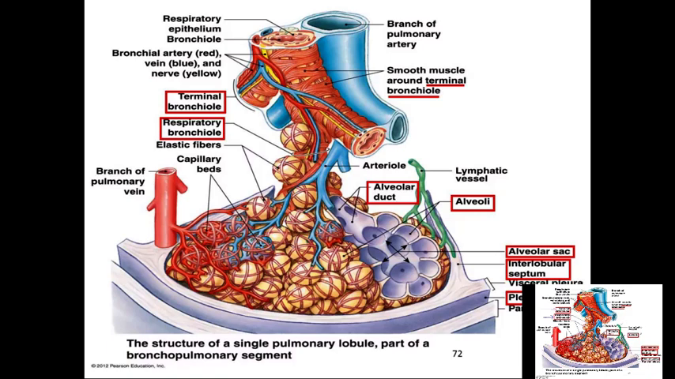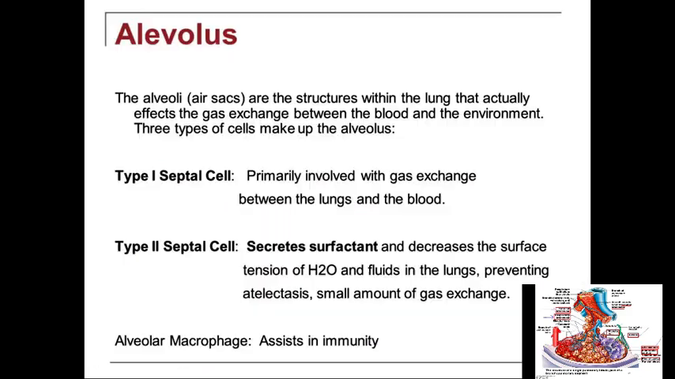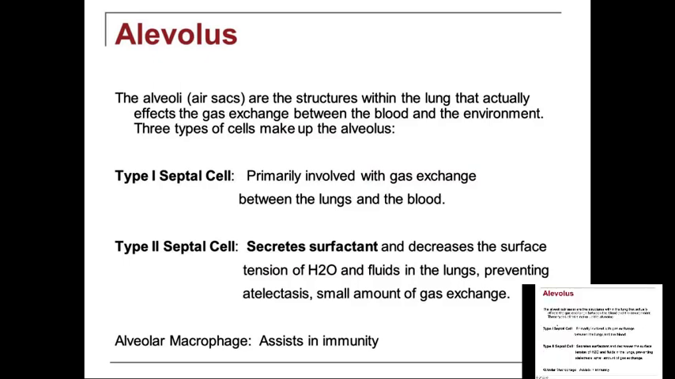Here's the alveolar ducts and the alveolar sacs. This is where all the gas exchange is taking place. You can see the capillary beds here for the exchange of oxygen and carbon dioxide. So that's where you're going to learn about the alveolar type 1 and alveolar type 2 cells. And the alveolar 1 or septal cell number 1, that's the one that's primarily involved in gas exchange between the lungs and the blood. And alveolar 2 or septal cell 2, this is the one involved in secreting surfactant.